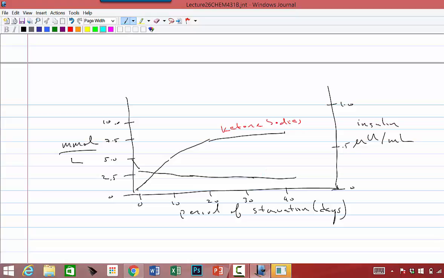This one's going to be glucose. Ooh, cool. Glucose. That doesn't look very good, sorry. Glucose levels. And then I have this other line for free fatty acids. So free fatty acids are like this. And then finally, we have insulin, and insulin is going to drop precipitously like this. And so this is insulin.